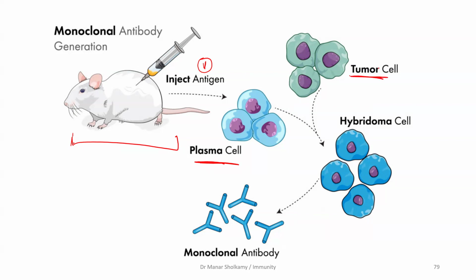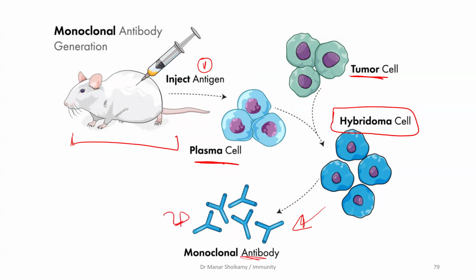Wait, stop here. Why do we have to combine the plasma cell with the tumor cell? In the plasma or the tumor? In the tumor cell. Okay, the tumor cell is immortal. It doesn't die. No apoptosis, uncontrollable mitosis, and we want this feature. So we will combine both together to give me what? Hybridoma cell. And then the hybridoma cell, I'll clone it so that it gives me the monoclonal antibody.